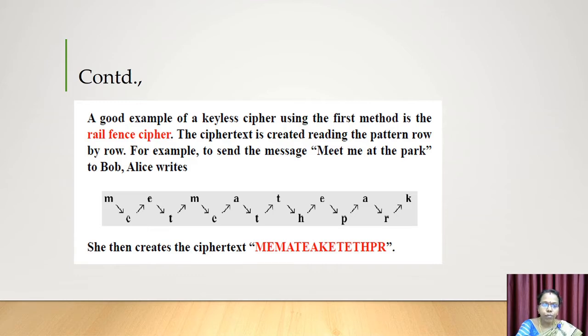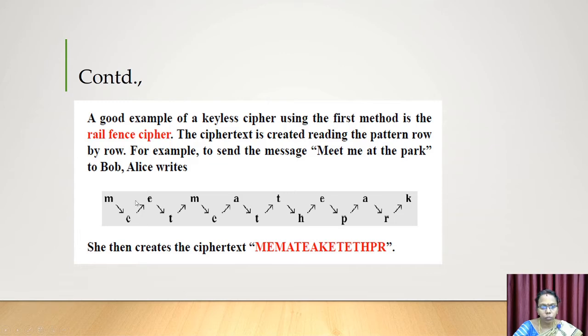In the rail fence cipher, the plain text is written in a zigzag manner. That is, we have considered two lines, and the plain text is written in a zigzag manner. Consider the plain text is "meet me at the park". So it will be written as MEET, in a zigzag manner, and read row by row.